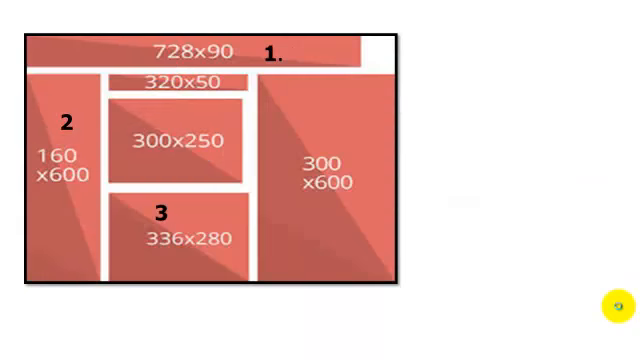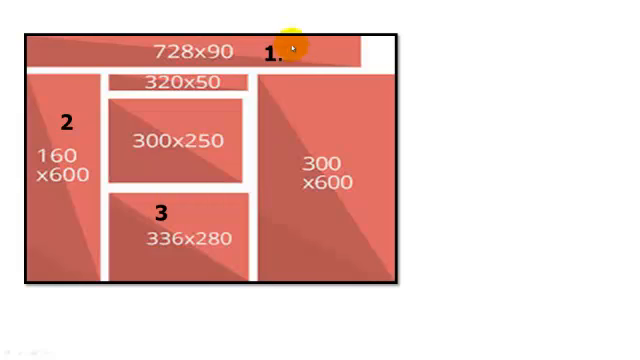Now, ladies and gentlemen, for those of you who are not familiar with the concept of banner advertisement, here is just sort of a visual graphic to give you an idea. Notice the numbers up here at the top. You have a number 1. To the left, you have the number 2. And then at the bottom, number 3. These are generally the typical banner ad sizes.